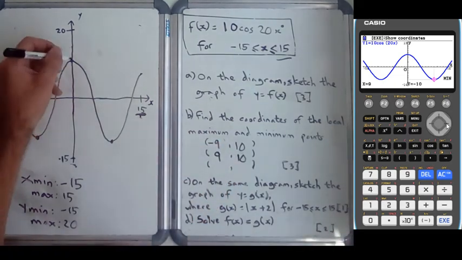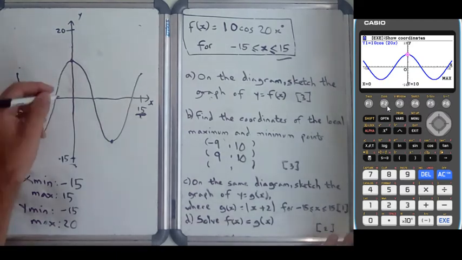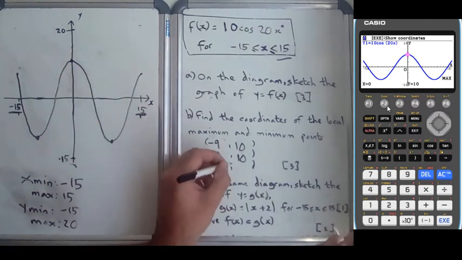And then I just need to find this maximum up here. So I'm going to go to G-solve again, Shift, G-solve, and I'm going to look for the maximum. And that is the point 0, 10. So 0, 10 is this one, 0, 10.